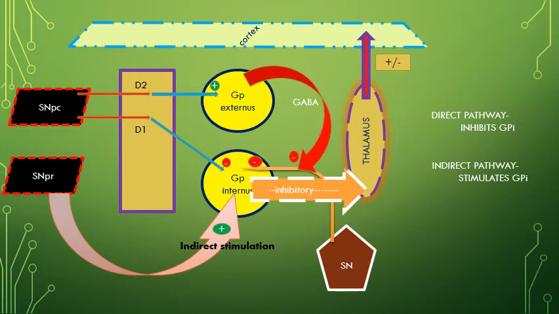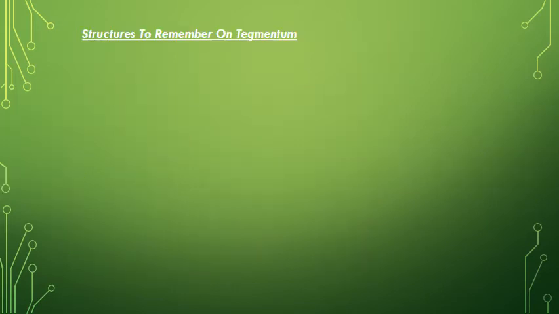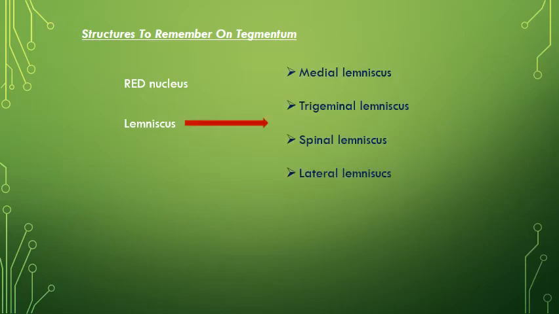There are some structures to remember in the tegmentum: the red nucleus and the lemniscus. There are 4 lemniscus in the tegmentum. What are they? Medial lemniscus, lateral lemniscus, trigeminal lemniscus and spinal lemniscus. As a mnemonic, we can call it MTSL lemniscus.